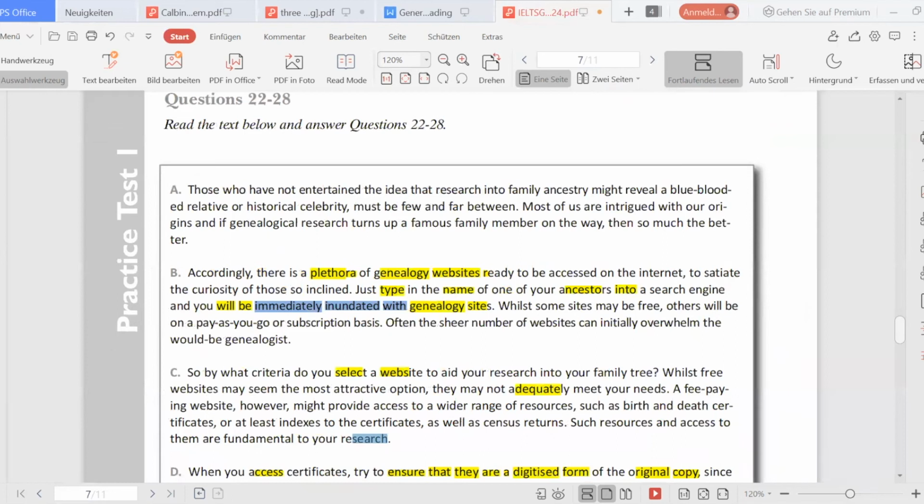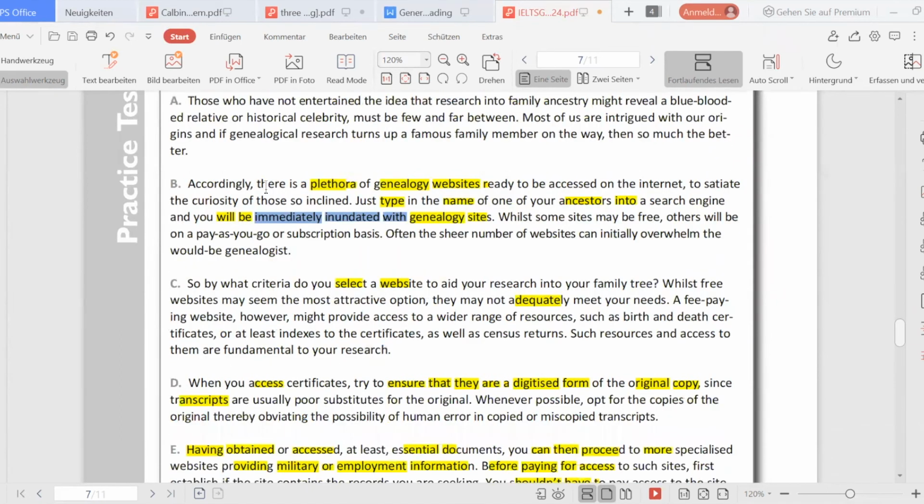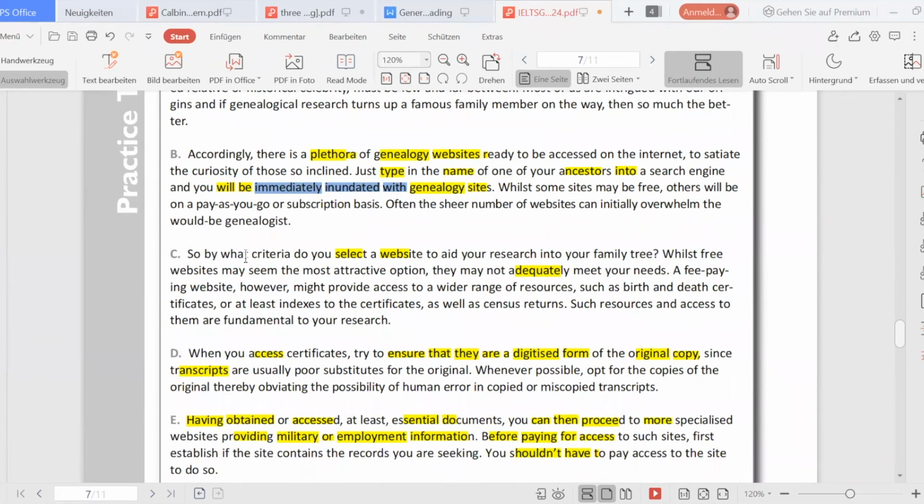This is where you start to talk about... I want to make sure, because I switched, something happened here. So I want to make sure you're seeing what I see. Yes, okay. So let's continue. So you want to see where the sentence starts to talk about steps in trying to find your identity, your ancestor information, okay? And that actually starts with the C. So by what criteria do you select a website to aid your research into your family tree? Okay, so you can start from here and then you read on.